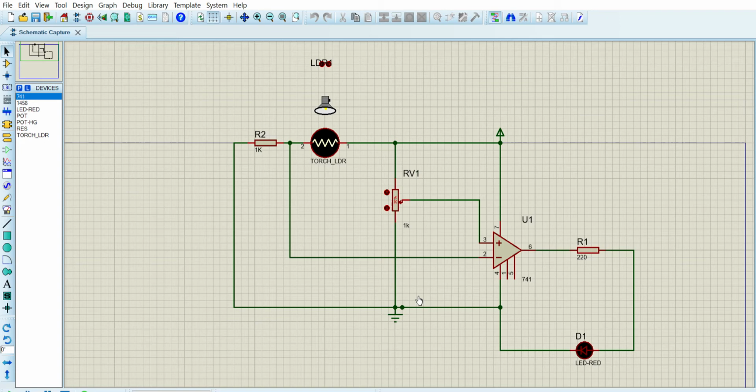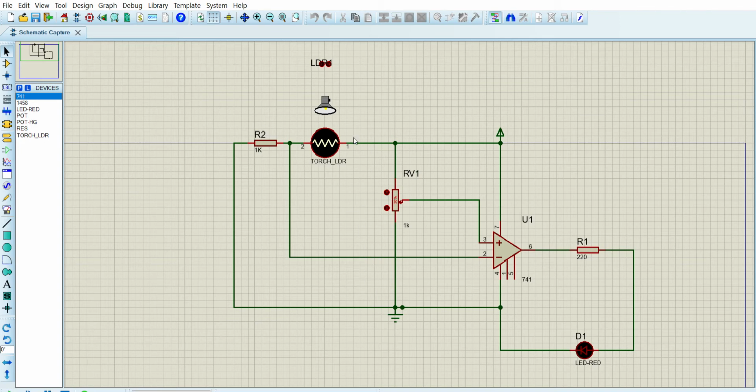Hi, I'm Vishal, roll number 19158 from ECUB, and today I'm going to simulate my analog mini project using the Proteus app. My project is automatic streetlight using op-amp. Now let's see the connections.